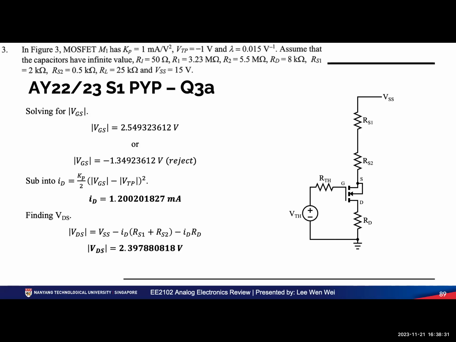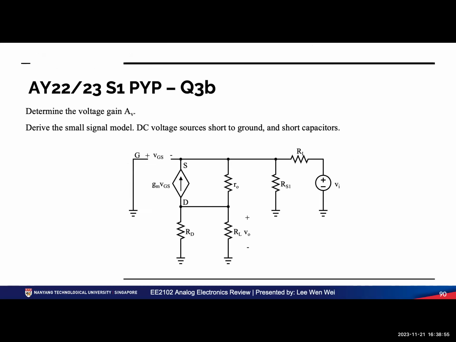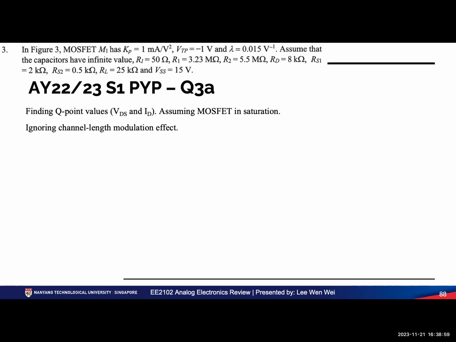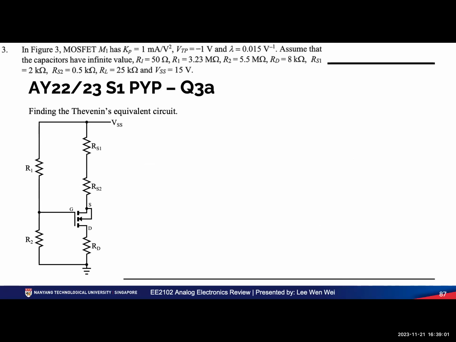VDS is okay. Okay, this part done. So it means that it is in saturation mode, right? Now we need to draw the small signal model, maybe from the circuit, right? Can you draw the small signal model? Try yourself first. So for the small signal model, what do you need to do?